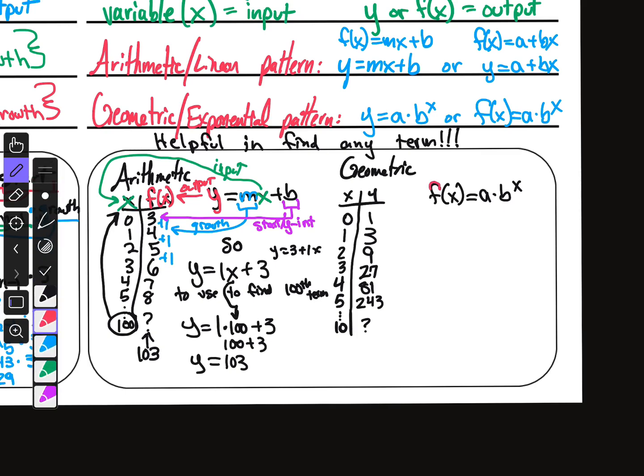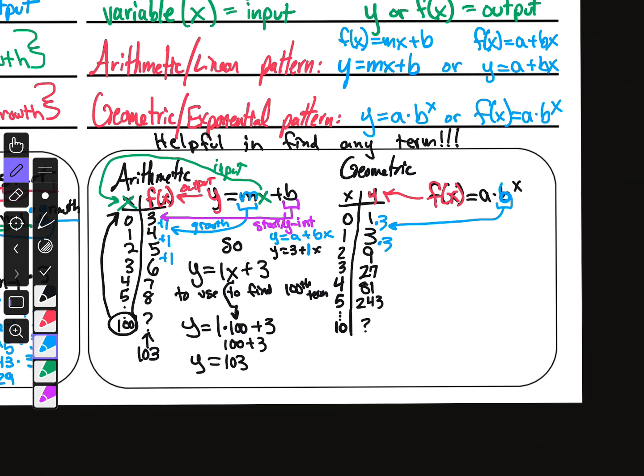Okay, now if we look at the geometric, this f of x again represents the output for a function, and it means any output number. So it could be 1, 3, 9, 27, 81, 243, or any other number as long as it fits into our pattern. Now here the growth is actually b, which in this case is timesing by 3. That's why I like to do the y equals a plus b x, because to me that makes your arithmetic and your geometric kind of the same setup.